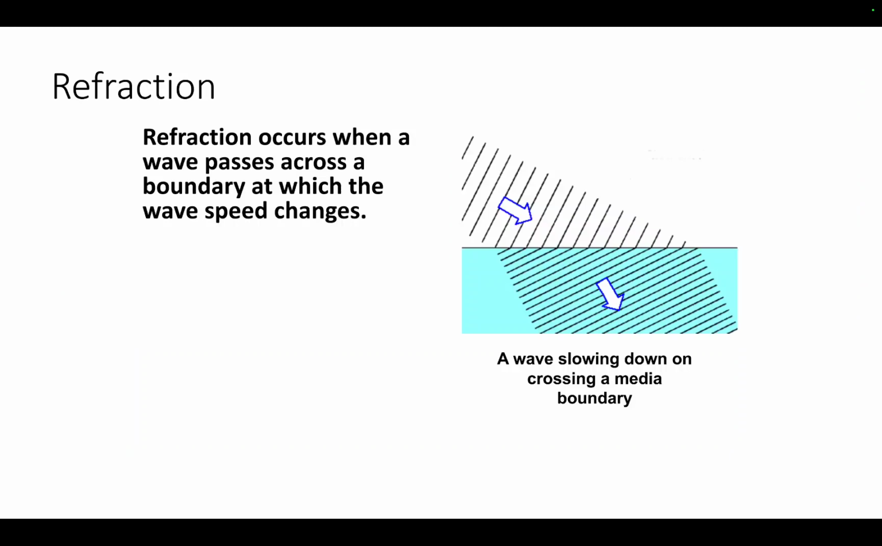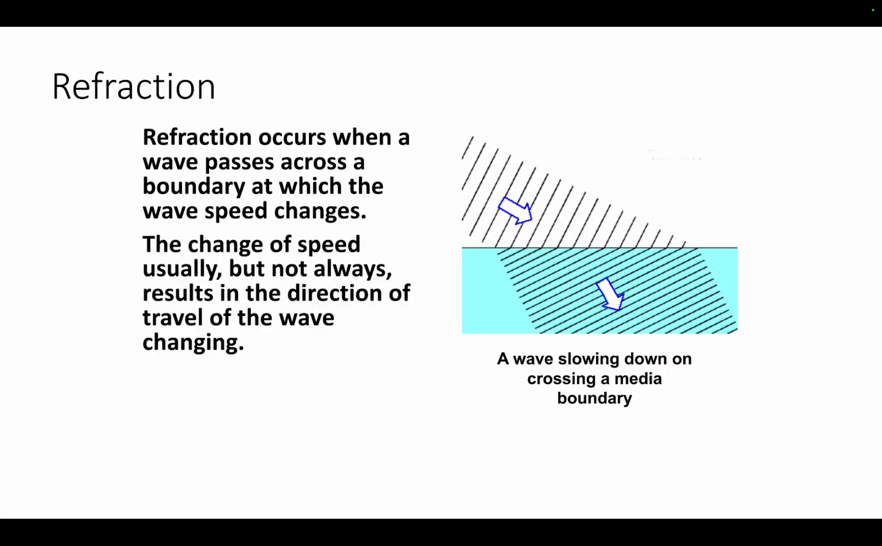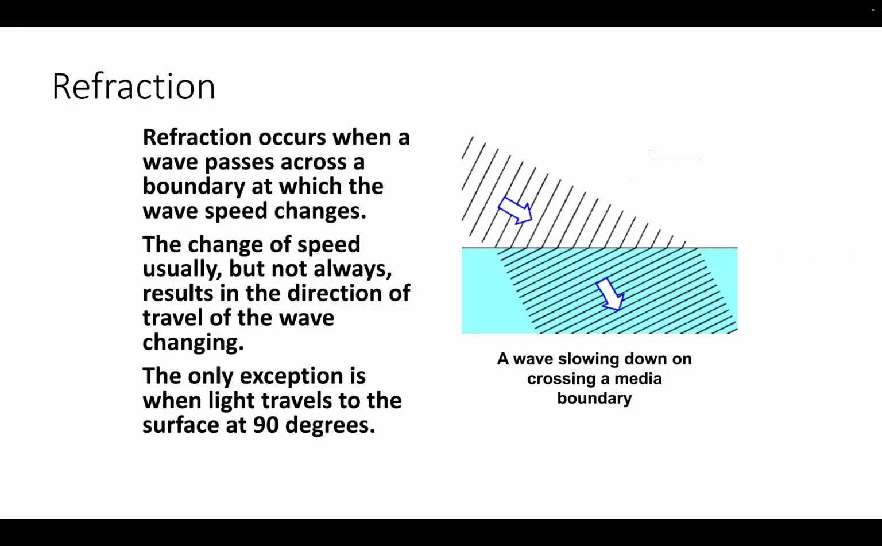Refraction occurs when a wave passes across a boundary at which the wave changes speed. This is a wave slowing down on crossing a media boundary. Media or medium is just substance or material. The change of speed usually but not always results in the direction of travel of the wave changing. The only exception is when light travels to a surface at 90 degrees. I've got a diagram that I'll be sketching on, and I'll show you what that means later.